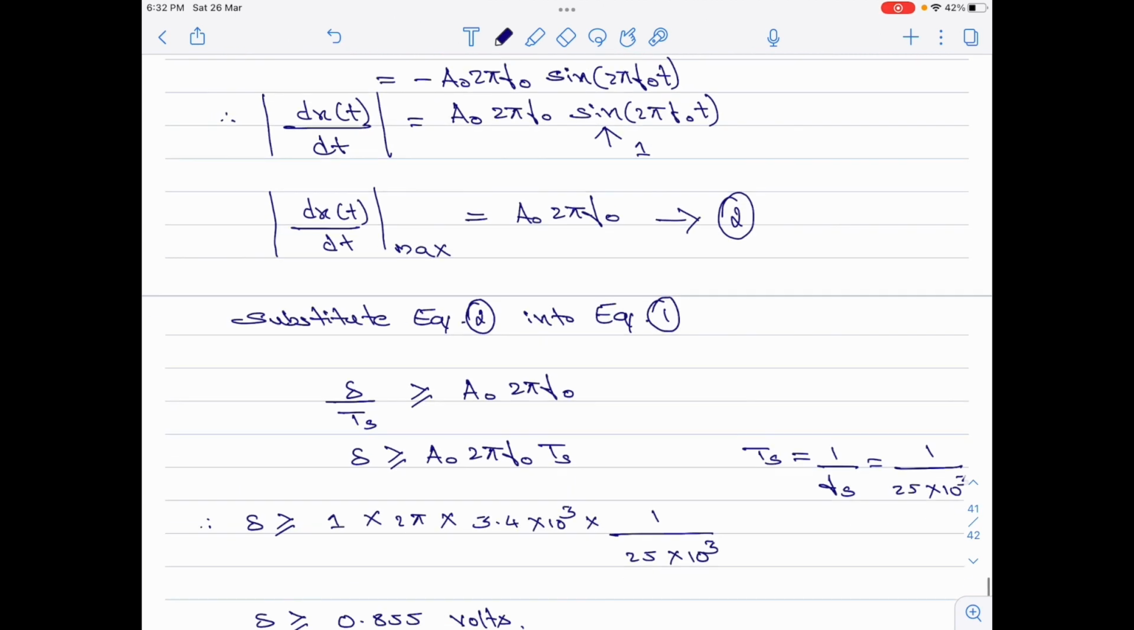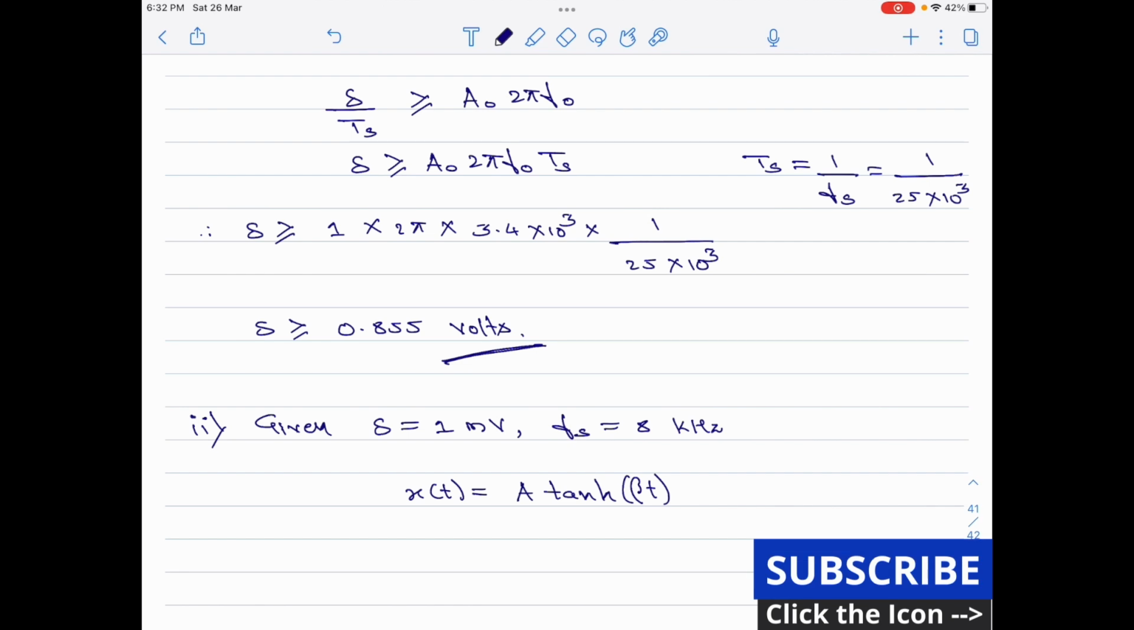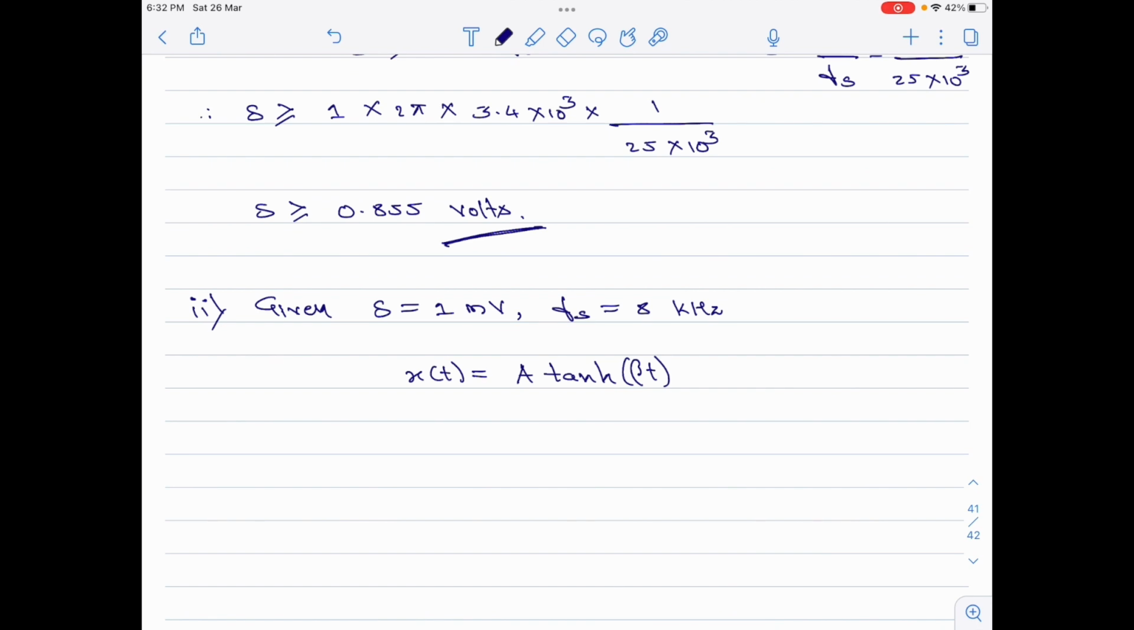So, let me start with the given values. It is given that delta is equal to 1 millivolt, the value of Fs is equal to 8 kilohertz, and the signal x of t is equal to A into tan h of beta t. We once again start from the condition for no slope overload, because the question asks us to find the value of A assuming there is no slope overload distortion. Therefore, I will rewrite the condition for no slope overload distortion.